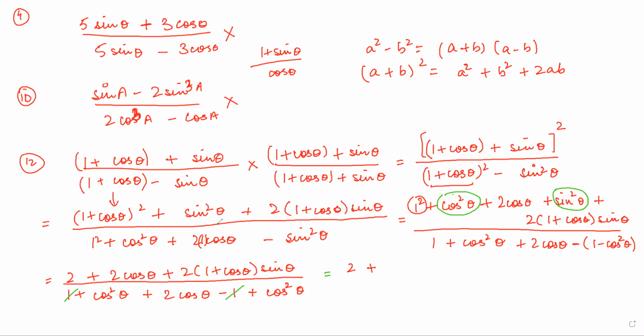I can do one thing, like from the first 2 terms, I can take 2 common. So I'll get 1 plus cos theta. Any problem? Plus 2 into 1 plus cos theta and then into sine theta I have. And now divided by, so cos square theta plus cos square theta. So that means I have 2 cos square theta now, right? So it will become 2 cos theta plus 2 cos square theta.